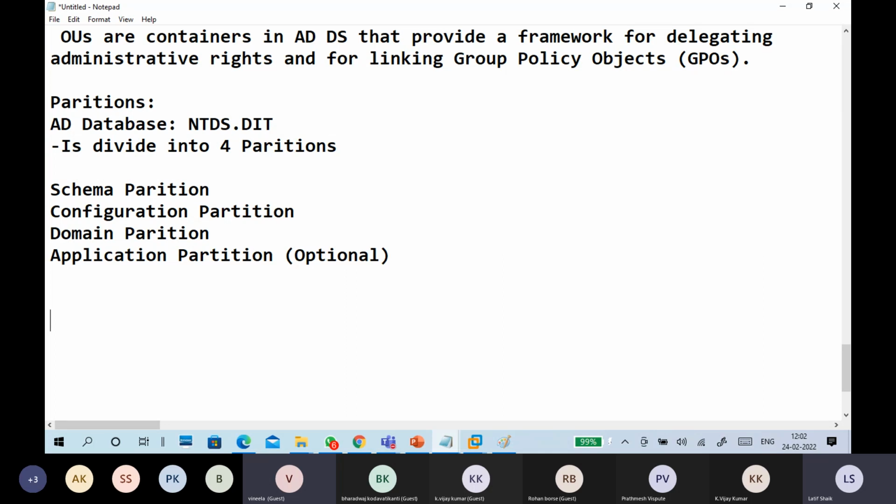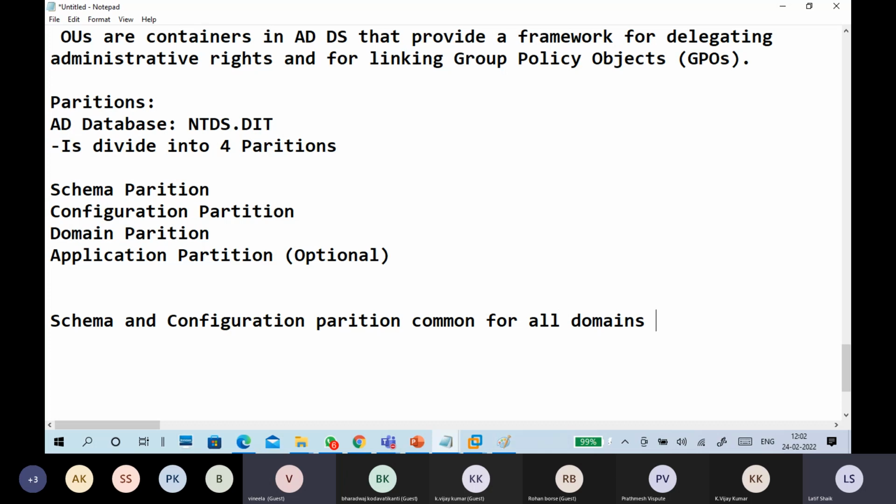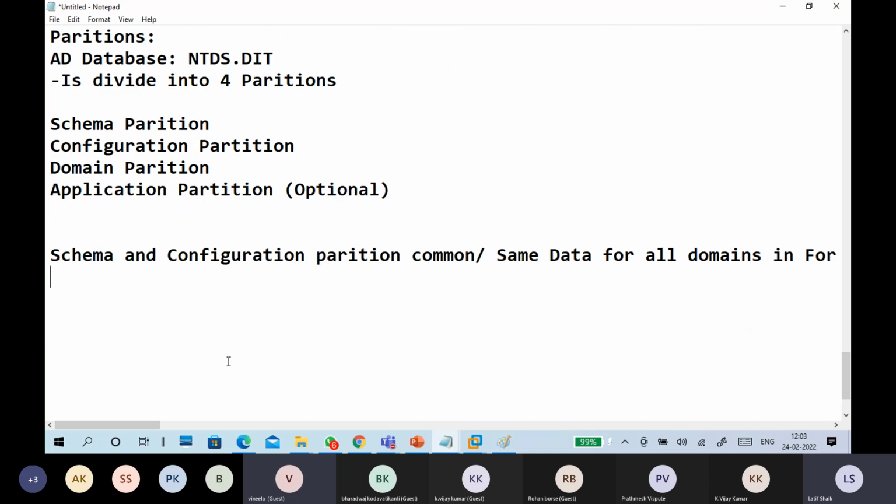Schema is also forest level. Schema and configuration partitions are common for all domains in the forest, for all domain controllers. All domain controllers have the same configuration and same data. So schema and configuration partitions hold the same data for all domain controllers in the forest.